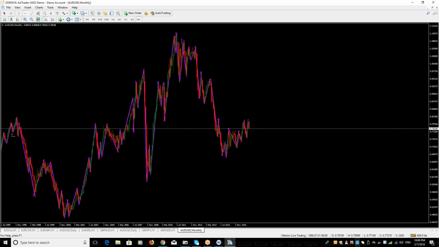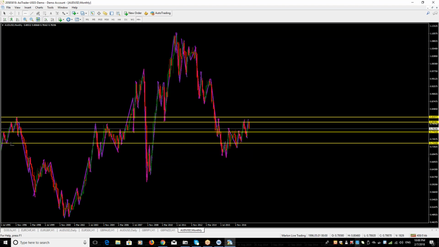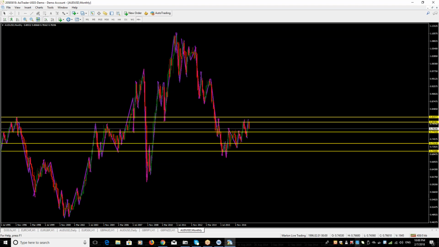So I'm going to start from the left. So what I'm doing now, I'm just putting all my supply and demand zones on the chart. And I'm going to go in this order, the order in which I put them on.